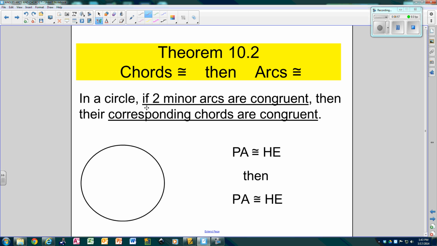All right, in a circle, if you have two chords that are congruent, then you have two arcs that are congruent. So for example, I've got this chord and this chord, and we will call this P, A, H, E. So if segment PA is congruent to segment HE, then arc PA is congruent to arc HE. So if these two chords are equal, then their intercepted arcs are also going to be congruent. And that's every time.